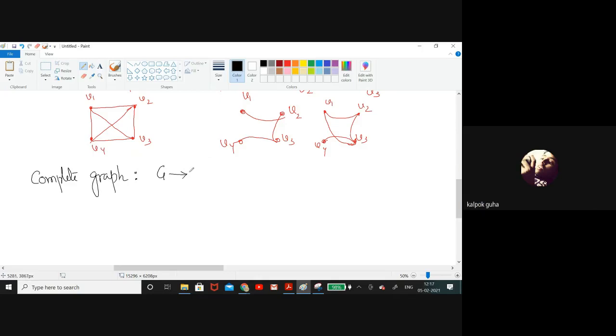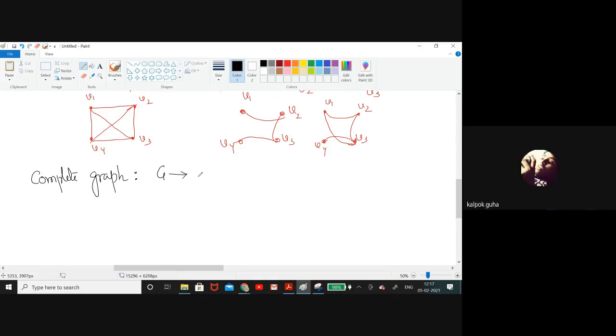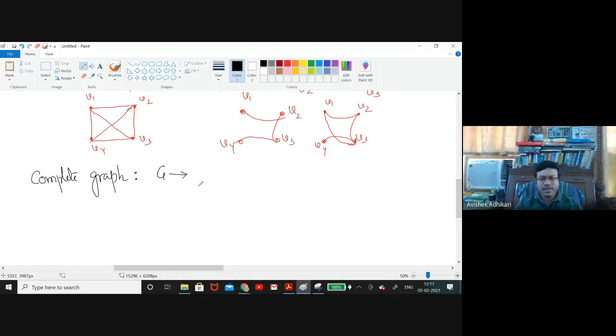So a graph G is said to be a complete graph if I define it in the way that for a graph with n vertices, if we have n C 2 number of edges, that is the complete graph. But you have to add simple graph. Yes, exactly. I will come to that.